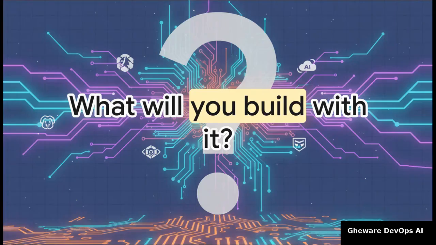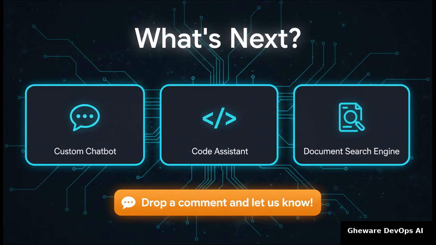And that, of course, brings us to the most important question of all. Now that you have this power, what are you going to build with it? A custom chatbot? Maybe a smart code assistant? How about a search engine for your own documents? In our next explainer, we're going to do exactly that. Turn this script into an app that can answer questions about your own files. That's when it gets really powerful.